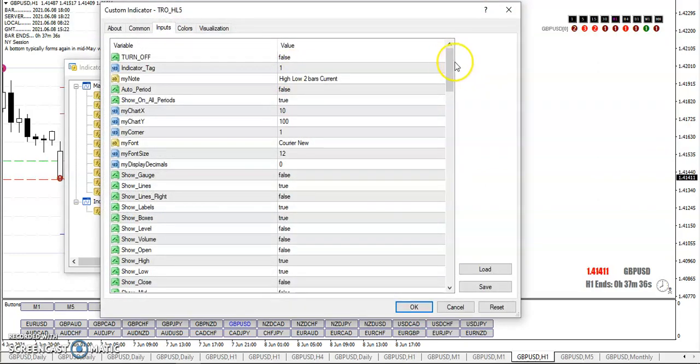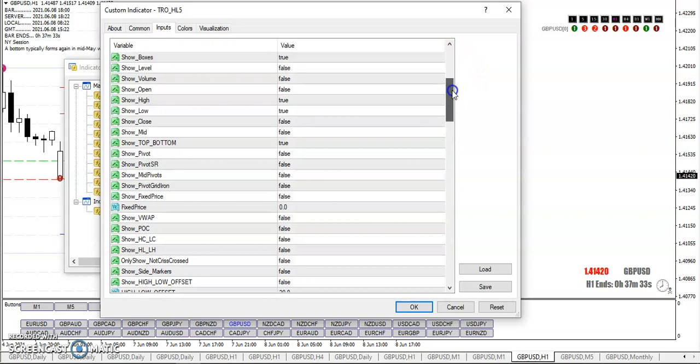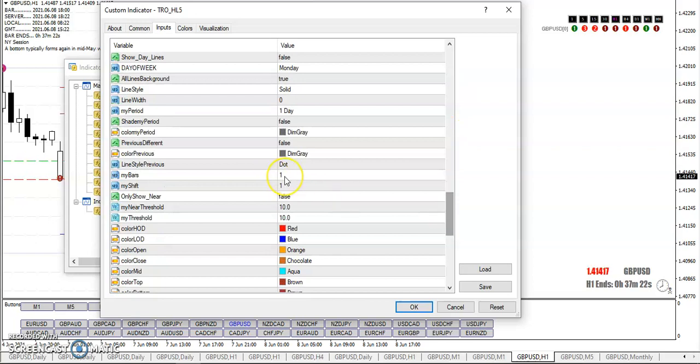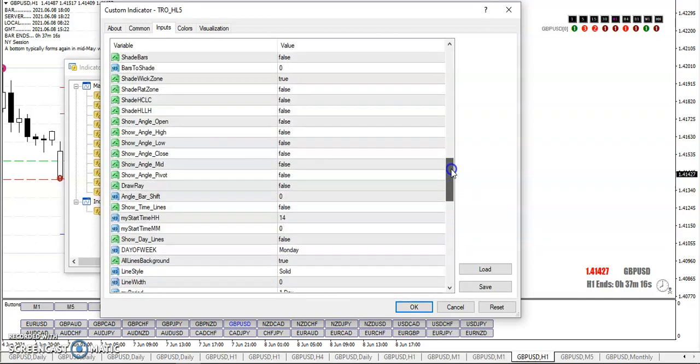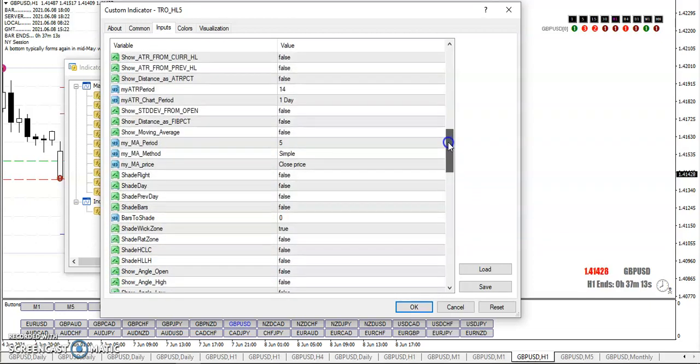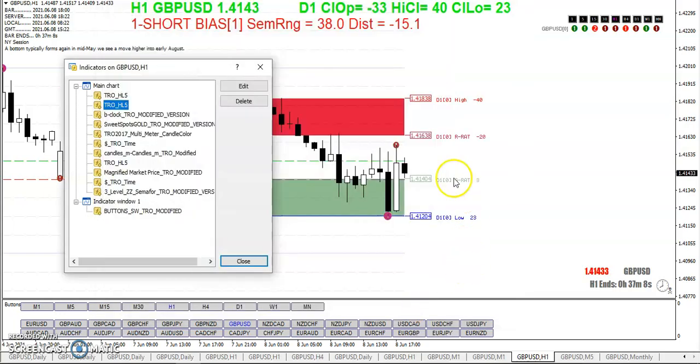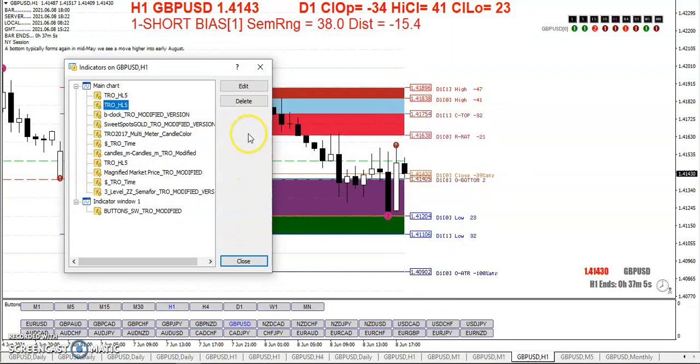So we've got a second instance here. And what are we showing? We are going to show the high and the low, but also we're going to show the top and the bottom of the previous day. And you can see it says shade wick zone true. So we're going to shade the wick zone.